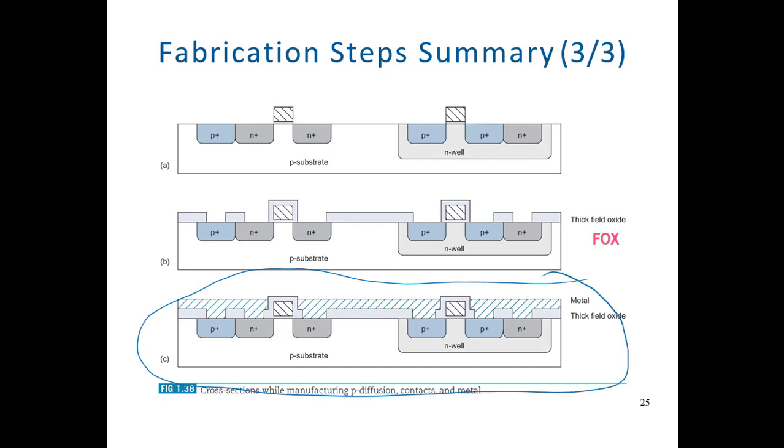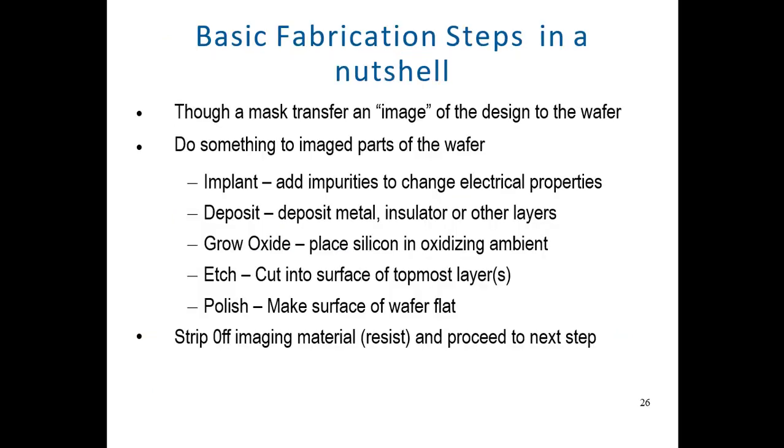CMOS inverter. This is the final cross-sectional layout. So here is the whole summary of the thing. You apply different kinds of masks, you pass light through them, and you develop different things stage by stage. So you develop, for example, the N well, then you develop the N-type regions, then you develop the P-type regions, and then you develop the contacts and all these things. So this is the whole process.